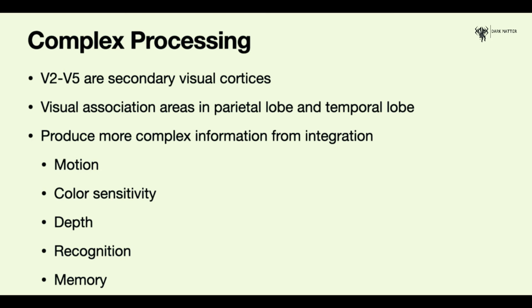For more complex processing and producing meaningful information from visual stimuli, there are second visual cortices like V2, V3, V4, and V5. There are also visual association areas which can process and contribute additional information to the basic visual information, such as the parietal and the temporal lobes. For example, these may include more complete representations of moving objects, color sensitivity, information about the depth of an object, recognition of certain elements in the visual field, and the integration of memory with objects that we can see.